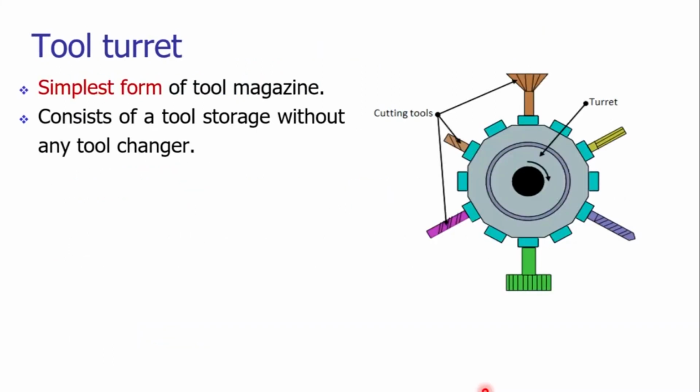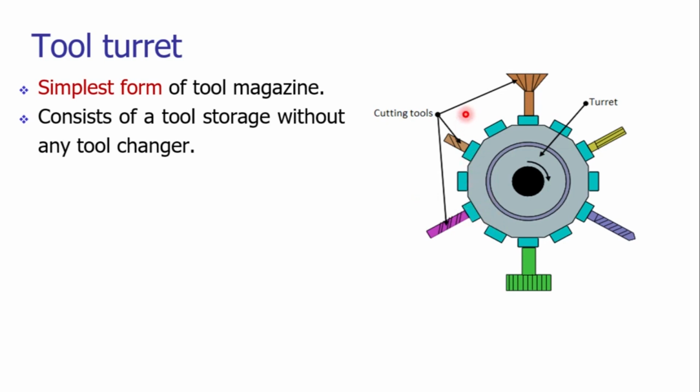The first and very simple type of tool magazine or tool storage system is the tool turret. On your screen you can see a tool turret. It is a device which can store multiple tools. It can be indexed, and those indexing mechanisms we have seen in our previous lecture. Tool turrets are generally used on production lathe machines.